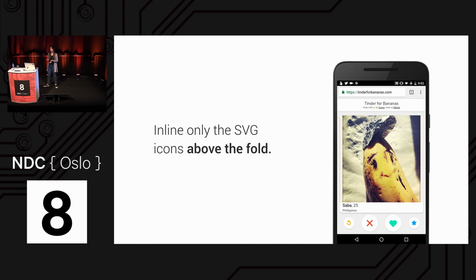So here's a good example. Inline only the SVG icons above the fold. When you have icons above the fold on the first main screen that the user sees, then inline those icons, because those are the most important icons that the user should see. And if you inline all the icons on your website, then your HTML file will be huge, which defeats the purpose. So that's why we only inline the most important ones.